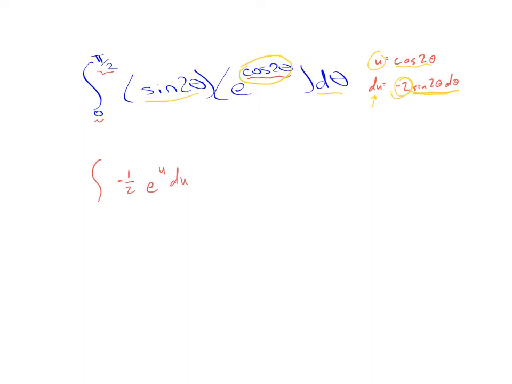All right. The only other thing I have to focus on now is my bounds. The bottom bound is 0 in terms of theta. What is it in terms of u? So I'm going to jump over to the right here. So let's see. The cosine of 2 times 0, check that in your calculator. 2 times 0 is 0. Cosine of 0 is 1. So my bottom bound is now 1.